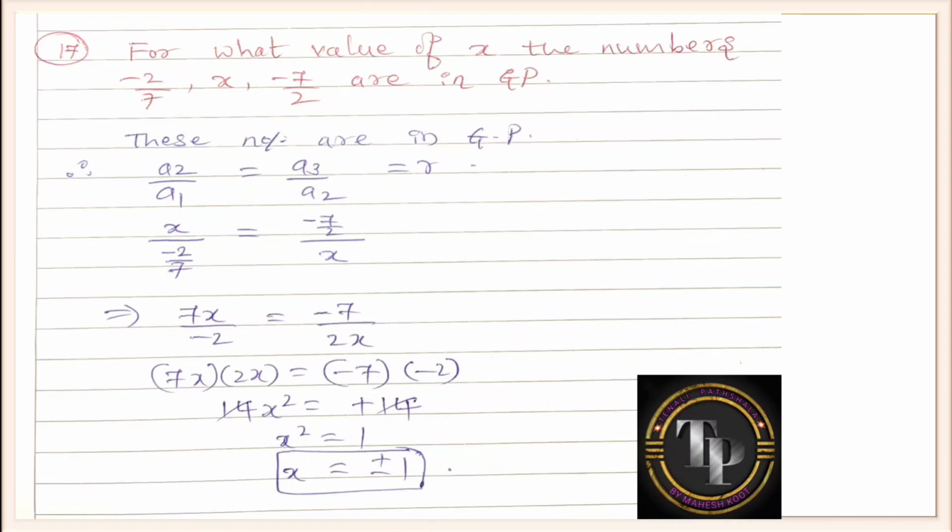So the denominator of the denominator comes to the numerator, so x divided by minus 2 by 7 will come upside, so 7x divided by minus 2. Here also, minus 7 divided by 2x. So minus minus get cancelled, x gets cancelled, 2 gets cancelled. You are left with x squared equal to 1, so x equals plus or minus 1. So the x value may be plus 1 or it may be minus 1, guys.